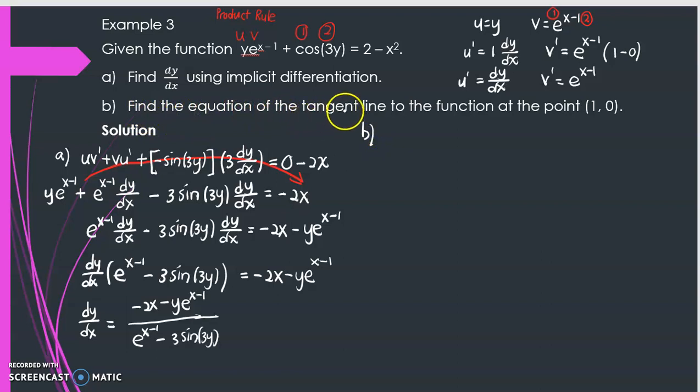Find the equation of the tangent line. In order to find the equation, if you still remember, in our step 1, we will differentiate the function. Since in A we already differentiated the function, we can skip step 1 because we already found the dy/dx. Now we proceed to step 2.